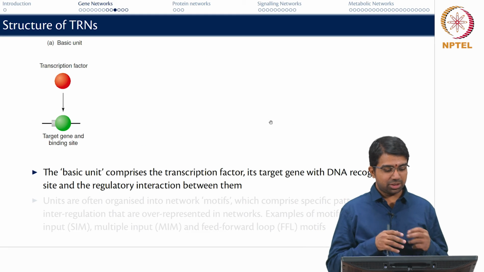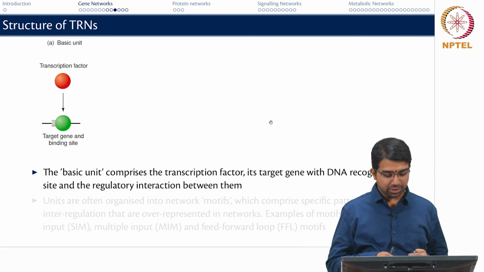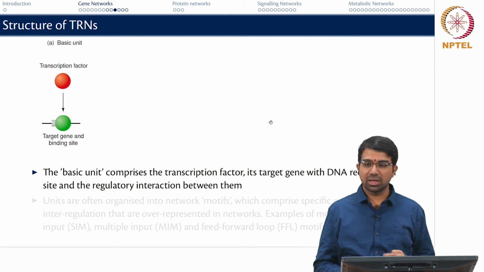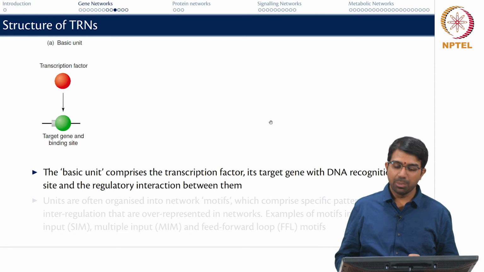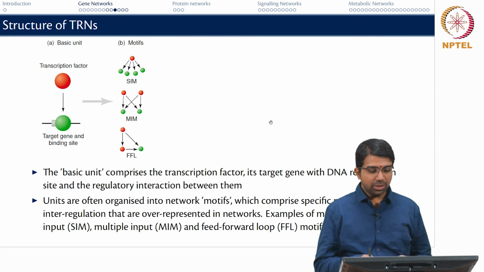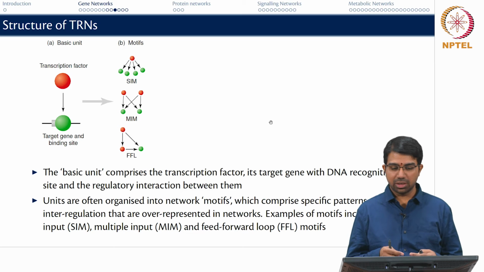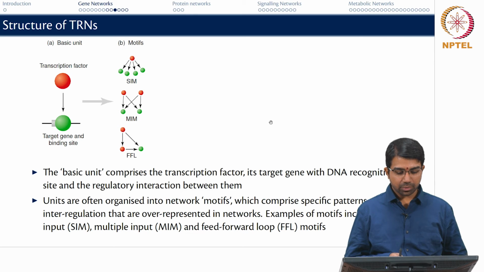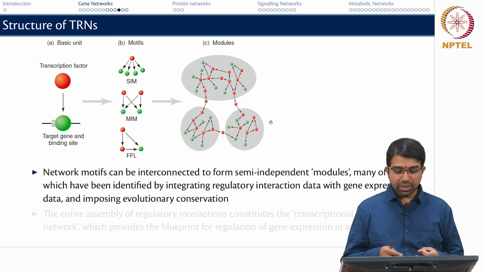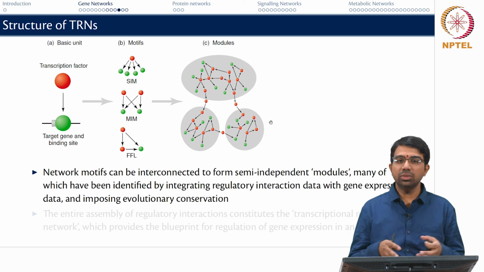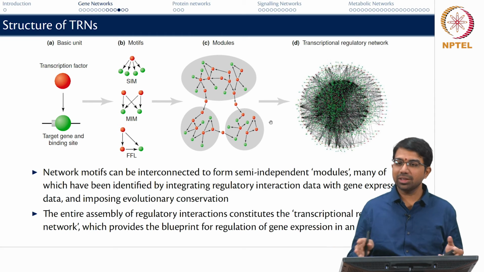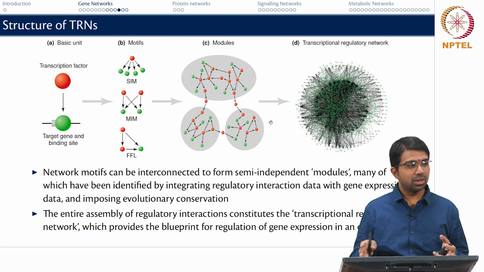So how does this look? This is your edge. So you have a transcription factor that signals, that basically affects a single binding site, and then you have motifs, right. So I have a feed forward loop, multiple input, single input and so on, right, and then these motifs are organized into more complex modules and finally into a really complex network, right.